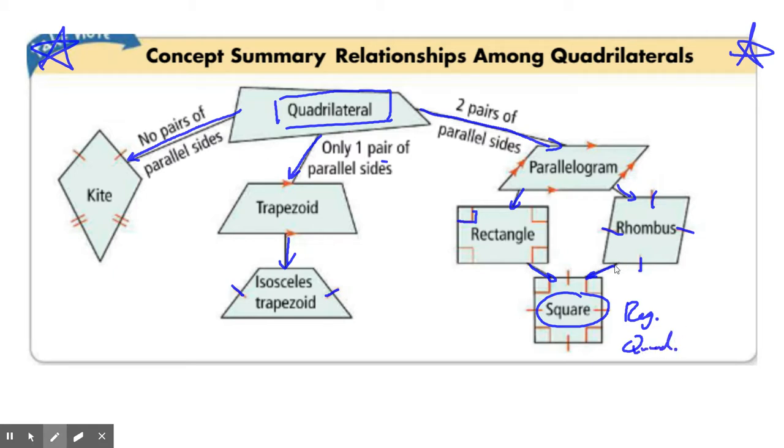So again, you have to fill this chart in on Edgelastic. All right. And that's all for this.